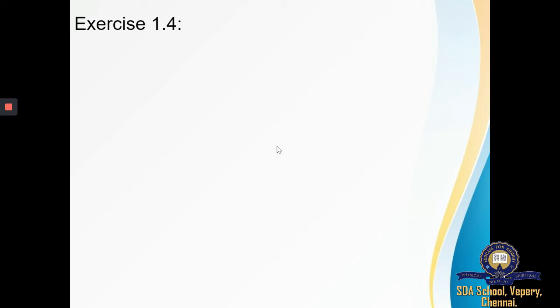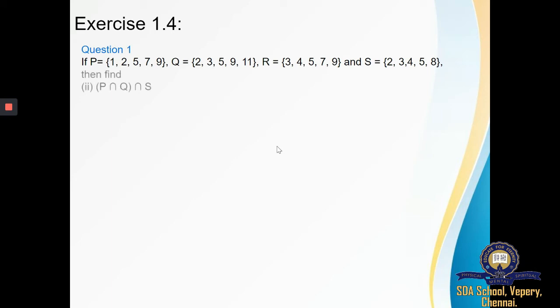Now let's move on to exercise sums. Exercise 1.4, first sum, second subdivision. If P, Q, R and S are the given sets, we have to find P intersection Q intersection S. Okay, so how do we find it? As I told you, we have to first solve the one which is given in the bracket. If you see carefully, what is given in the bracket? P intersection Q is given to you in the bracket, right? We have to first find P intersection Q.